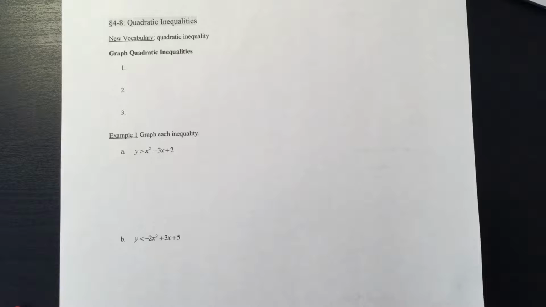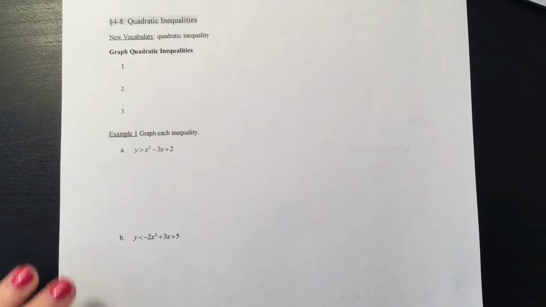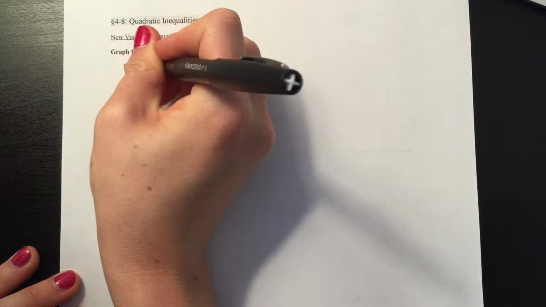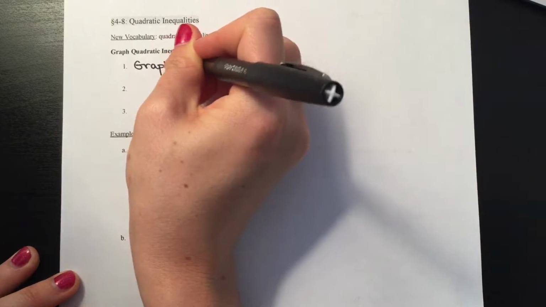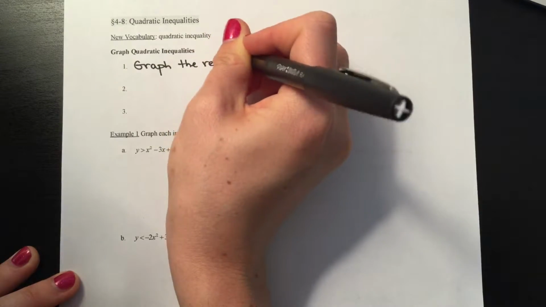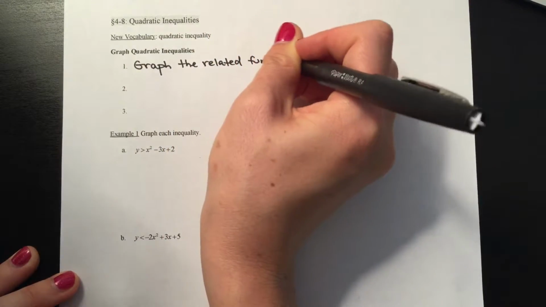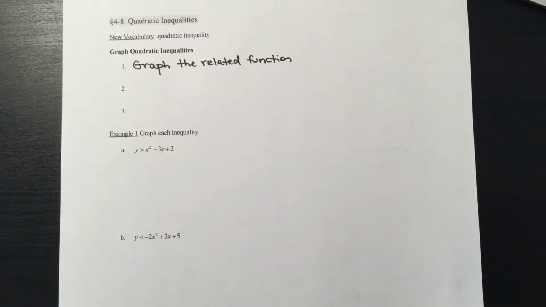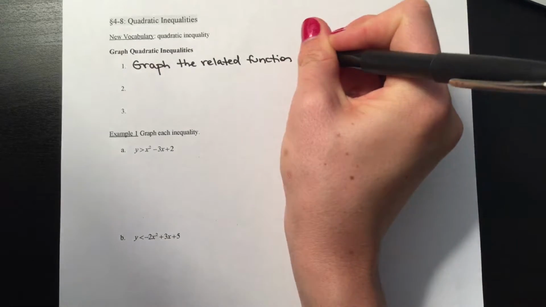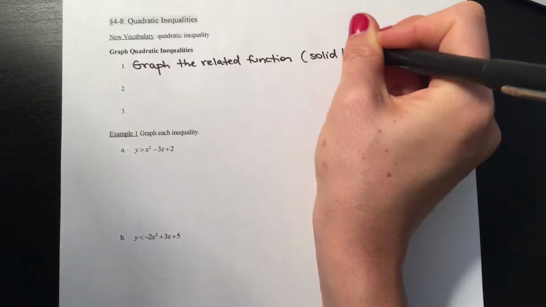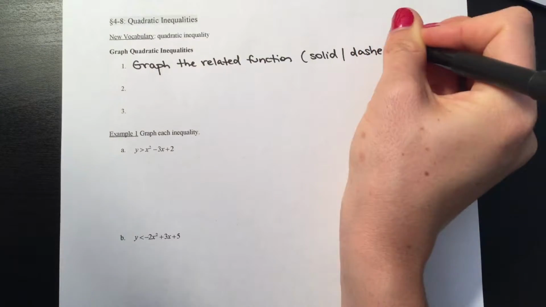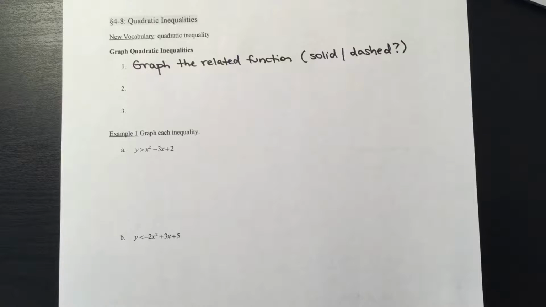So these ones that we're going to be graphing, let me start you off step by step so we know exactly what we're supposed to be doing with these. So graphing, first step is to graph the related function. You graph just the parabola part of it, almost ignoring the fact that it's an inequality. Also important to note, is it going to be solid or dashed? Before you actually graph it, make sure you're paying attention to that little detail. And remember, that has to do with whether you just have a greater than or less than, or if you have the or equal to on it as well.